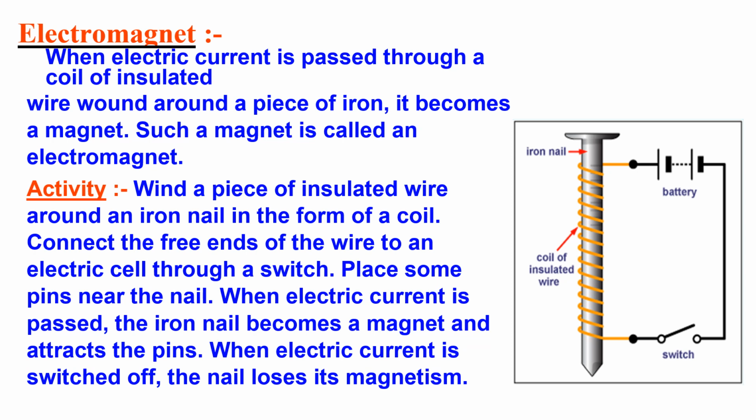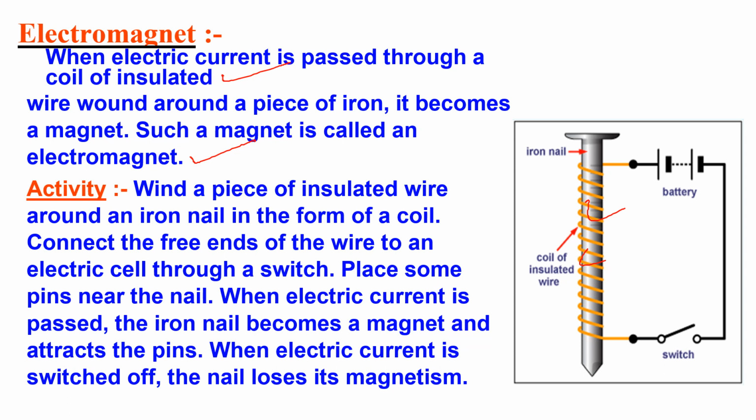What is an electromagnet? You take an iron nail and insulated wire. Wind the wire on the nail, and connect a battery and a switch. When electric current is passed through a coil of insulated wire wound around a piece of iron, it becomes a magnet. Such a magnet is called an electromagnet. It is prepared by electricity, so it is called an electromagnet.